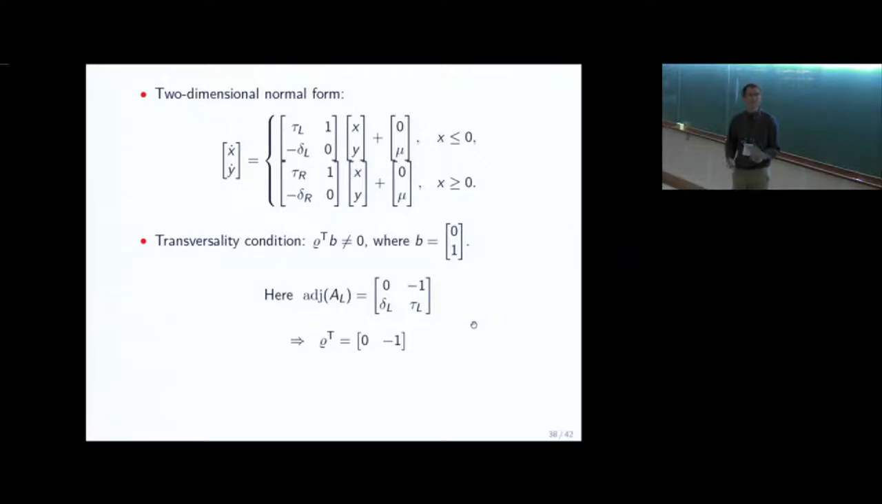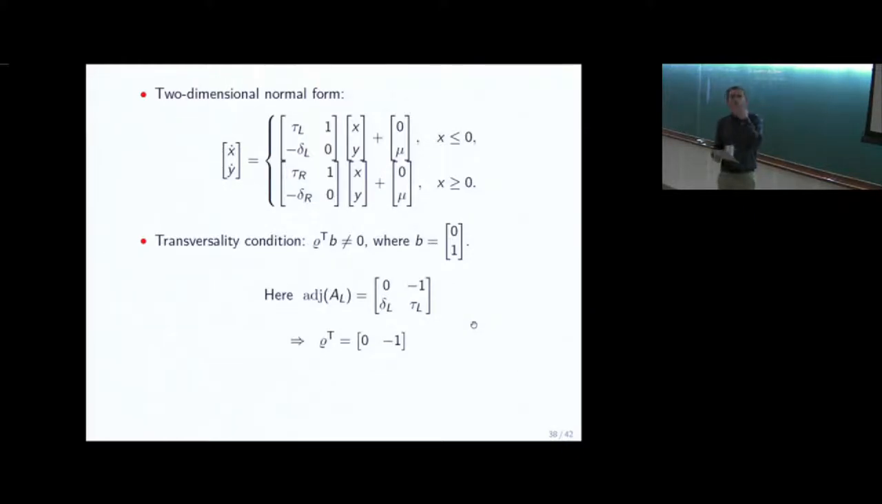Systems of ODEs. Systems continuous but non-differentiable on the switching manifold. Last time we introduced the normal form for boundary equilibrium bifurcations in continuous systems. Here's how we like to write the normal form in two dimensions. We give names for the coefficients in the companion matrices, those are the trace and determinants of the matrices.